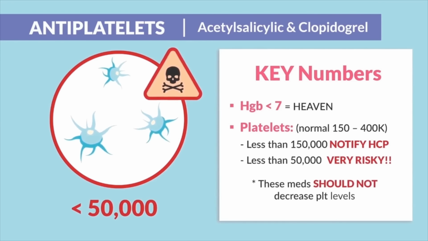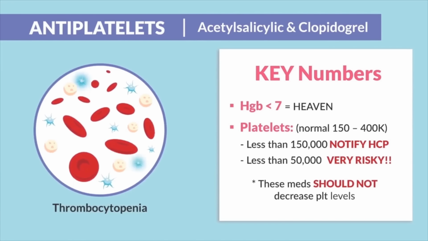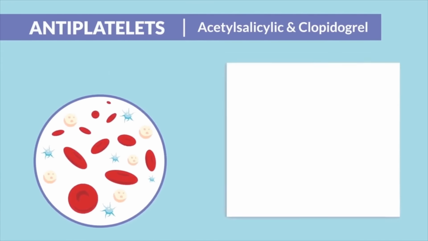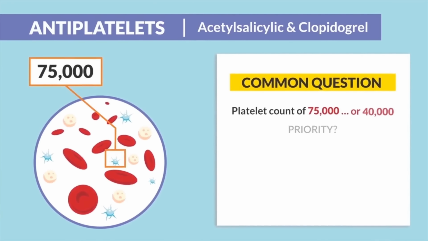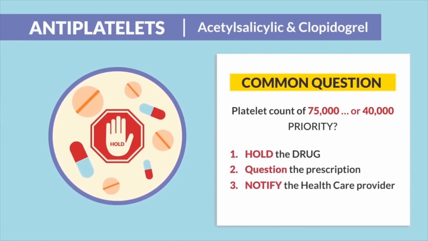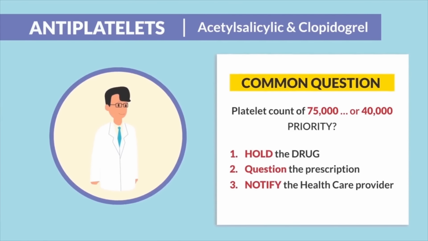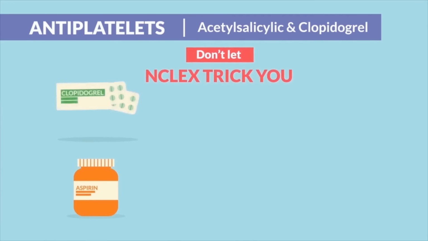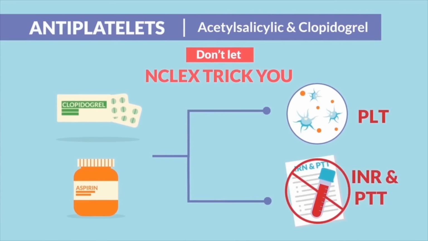These meds should not be decreasing platelet levels. Guys, this is known as thrombocytopenia, basically meaning a huge risk for bleeding. So common questions on exams, they'll give you a scenario of a platelet count about 75,000 or less than 40, guys. What's the priority nursing action? Always the priority is to hold the drug and question the prescription and then notify the HCP. And guys, don't let the NCLEX trick you. Aspirin and clopidogrel, think platelets, not INR, not PTT. That's for anticoagulants in our next section.